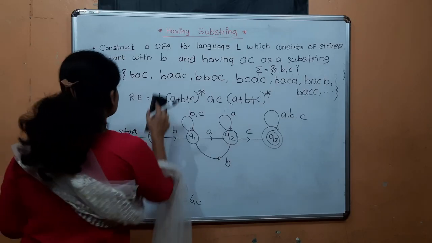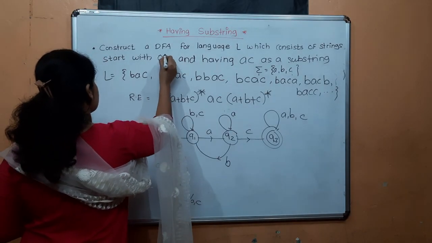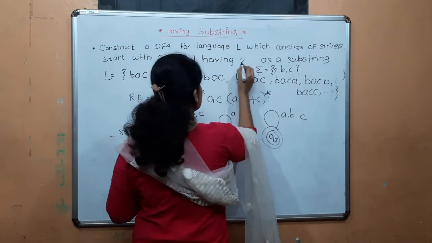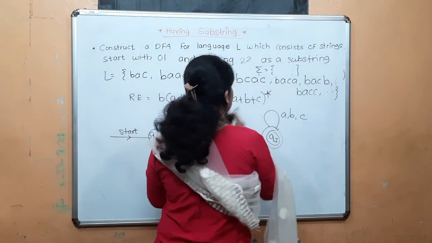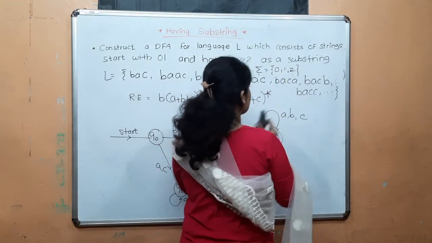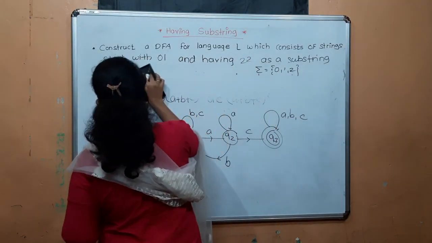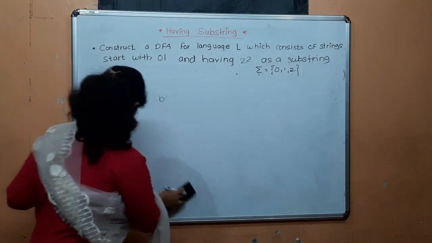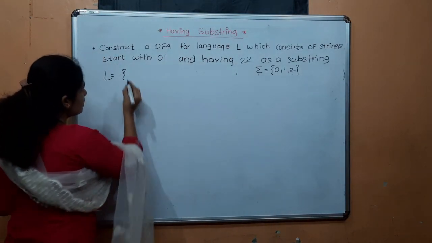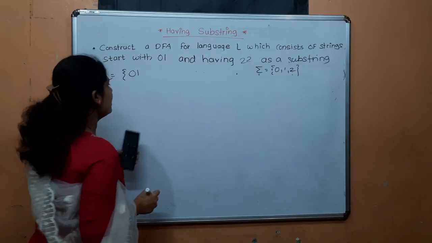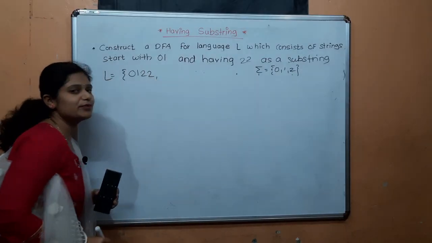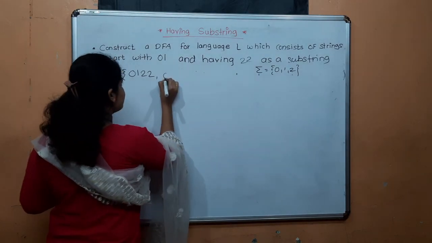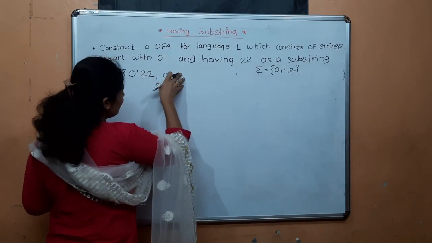Next example is starts with 01 having 22 as a substring over the alphabet 0, 1, 2. Okay, see here. Starts with 01 and having 22. That is the smallest possible string. Now see here. Starts with 01 and have something in between starts with and having.